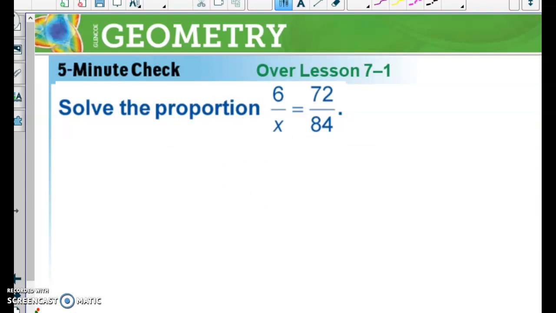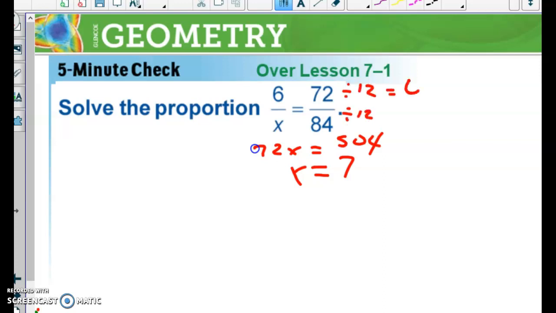Let's do our cross products here. I get 72x equals 504 maybe. And then if I divide, I'm going to need a calculator here, gives me 7. Now another way to do this, if you notice that the top and the bottom are both divisible by 12, I get 6 over 7. Well, 6 is to 6 as 7 is to x. If you can simplify first, please do.